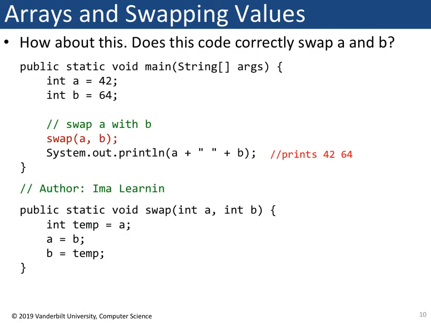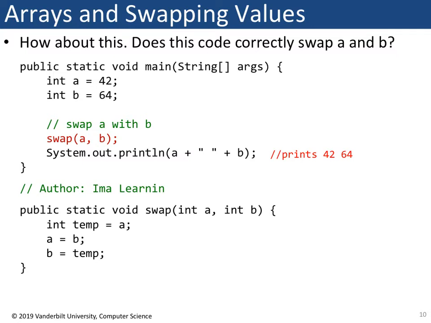How about this? Does this code correctly swap A and B? We have a main method. We initialize A to 42, B to 64, just as we did in the previous slide. And then we're calling this method swap, and we pass it the parameters A and B. And inside swap, we have public static void, and then the method name is swap. Notice we're not returning anything. And we have two parameters declared, int A, int B. Okay, so yeah, this will work. Swap, pass it A and B.